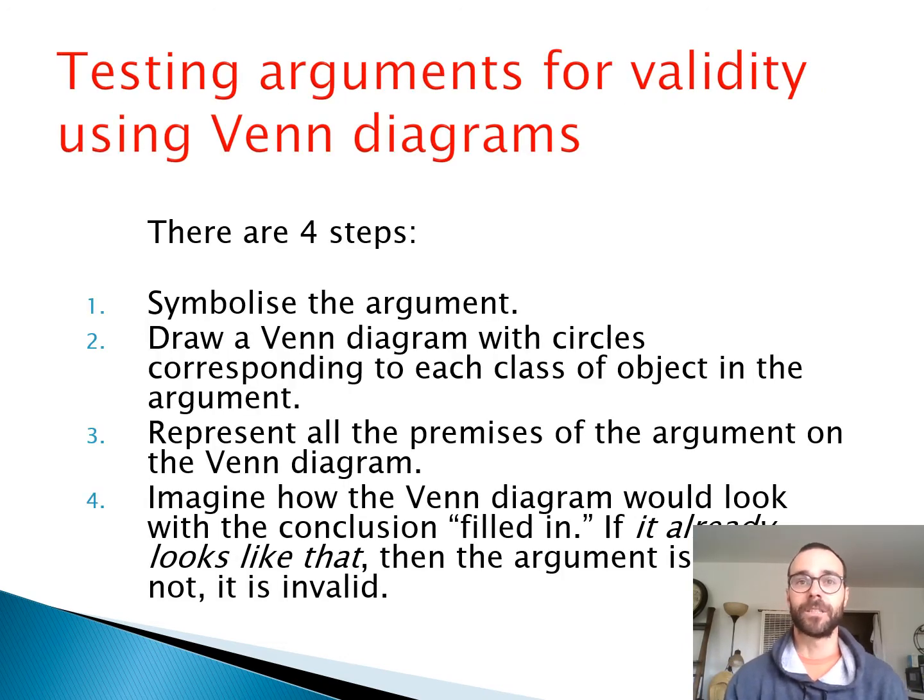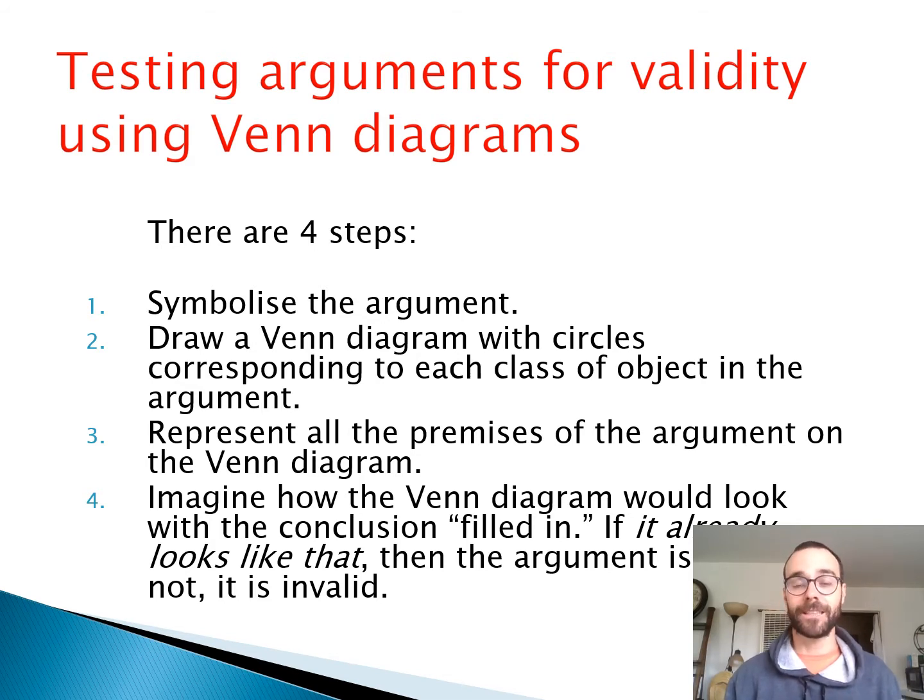Now, when it comes to testing validity, these Venn diagrams are helpful because they're actually going to show us whether the argument is valid. And so when we symbolize the argument and draw out the Venn diagram in circles, we want to represent the premises but not the conclusion. That means you fill in the Venn diagram for the premises but not the conclusion.